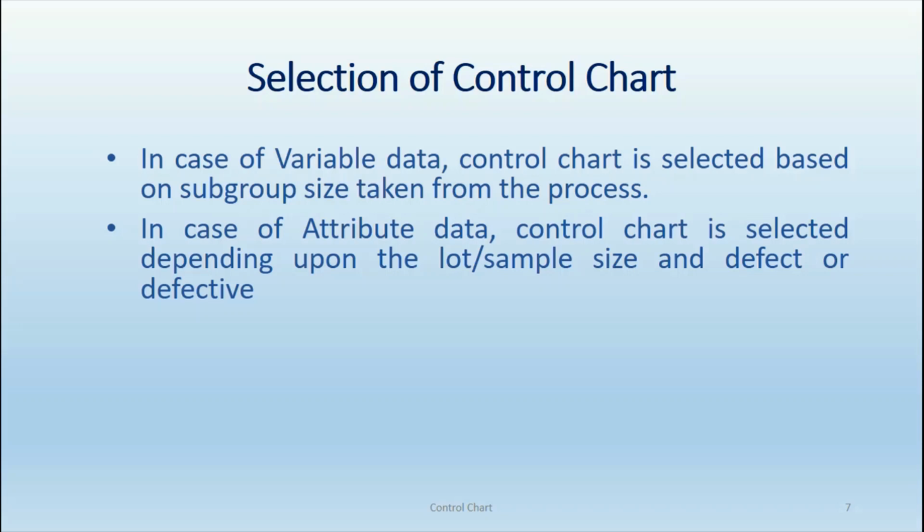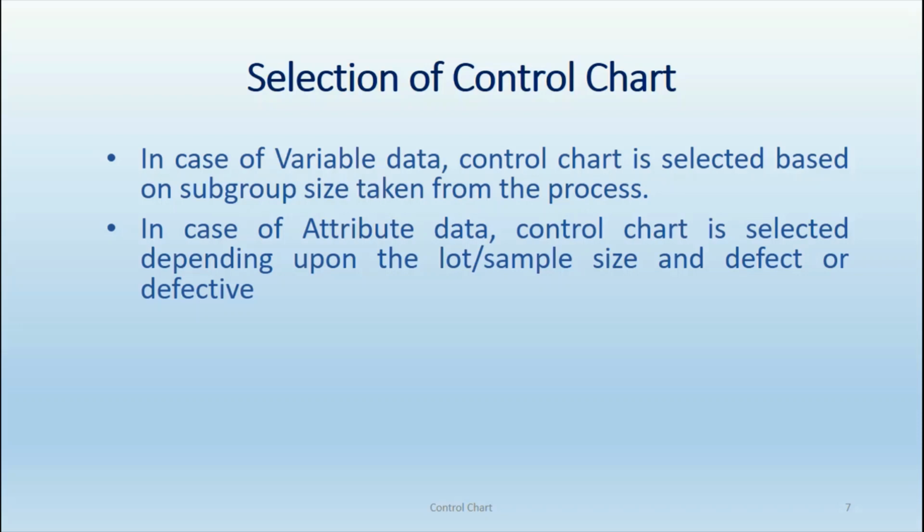Now come to the attribute data. Suppose your data is attribute data or discrete data, then the selection of control chart will depend on the lot size and on defect or defective. So let me tell you about defect. A defect is a fault or imperfection in a product or service specification which is not meeting the customer's requirement. And a defective may have more than one defect.